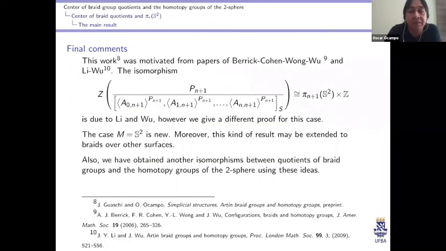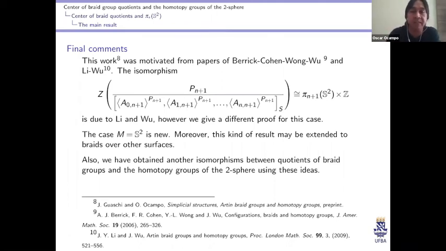Okay. Well, just a few final comments. This work, in fact, started from a motivation from this classical paper from Berrick, Cohen, Wong, and Wu. They established the connection of Brunnian braids and homotopy groups of the sphere. And also from a paper from Li and Wu from 2009. They studied the Artin braid groups and homotopy groups, and they established these isomorphisms of the center of this quotient, but they use another idea and they prove these isomorphisms the other way.